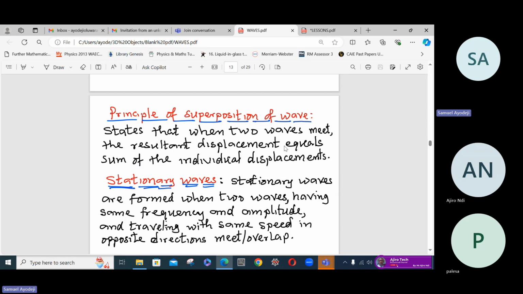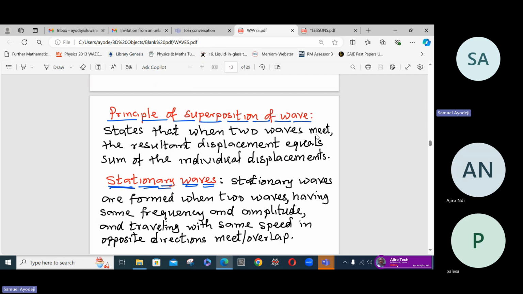So this answer is for the two. Either you have to state the principle of superposition of waves, or you have to define interference. Just take note. The question can say define interference or state the principle, so it's the same answer. Yes, sir. Now it states that when two waves meet, the key words here are meet, or are superimposed, or two waves overlap.